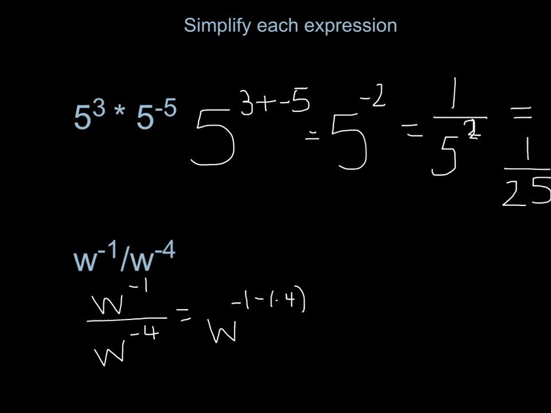So now I'm just going to subtract. Minus a negative becomes a positive. So this becomes a positive. Negative 1 plus 4 is equal to 3. So we would get w to the third power. We don't have to change it because the 3 is positive, it's not negative, so that would be our final answer.